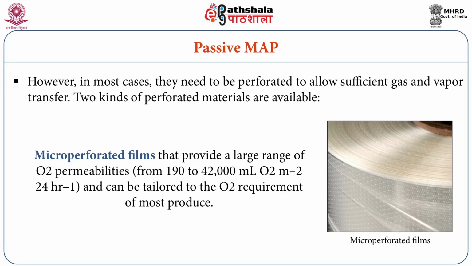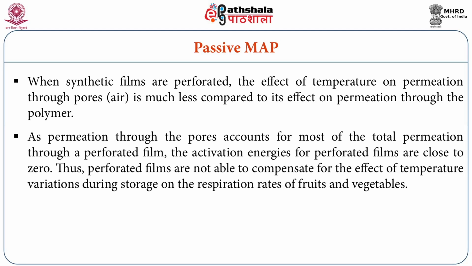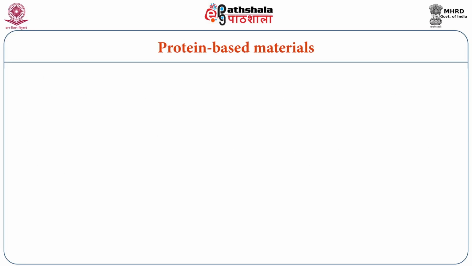When synthetic films are perforated, the effect of temperature on permeation through pores of air is small compared to the effect on permeation through the polymer. As permeation through the pores accounts for most of the total permeation through the perforated film, the activation energies for perforated films are close to 0. Thus, perforated films are not able to compensate for the effect of temperature variations during storage on the respiration rates of fruits and vegetables. Now, protein based materials.